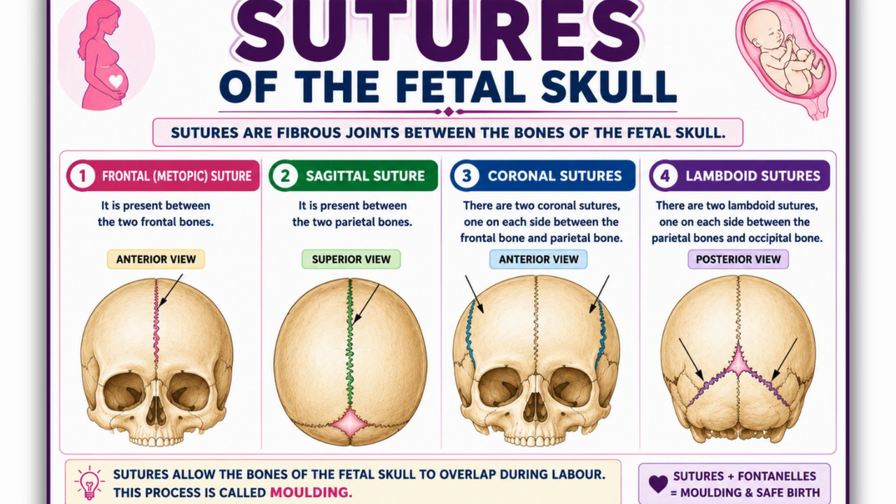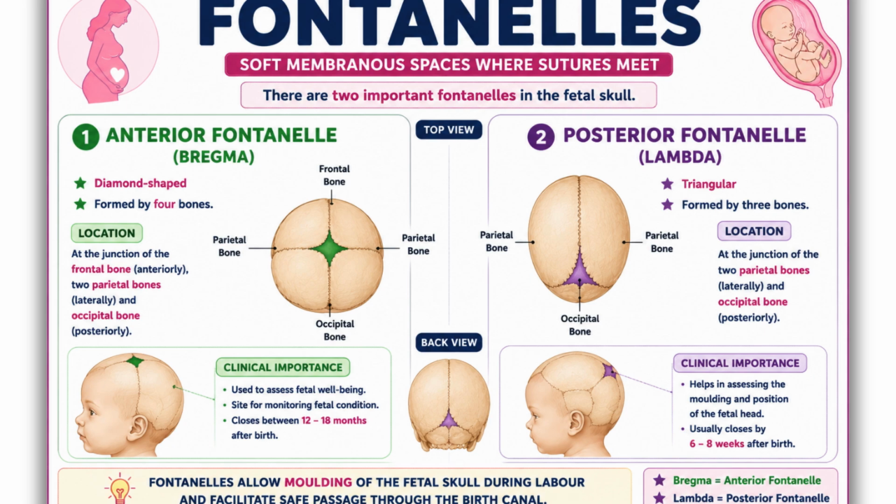Now let's understand the fontanelles. Fontanelles are soft membrane-covered spaces where the sutures meet. There are two important fontanelles. The anterior fontanelle, also called bregma, is diamond-shaped. The posterior fontanelle, also called lambda, is triangular. During vaginal examination, healthcare providers feel these fontanelles to identify the position and presentation of the fetal head.